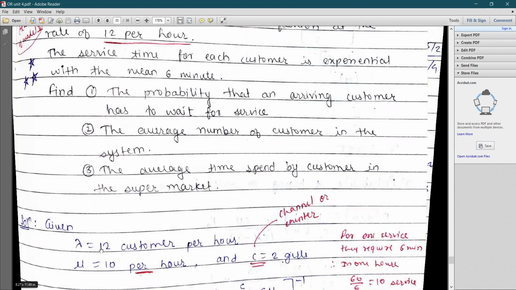तो पहले आपको लैम्बडा की वैल्यू कितनी है, 12 कस्टमर पर आवर्स. 1 आवर में कितने कस्टमर आ रहे हैं वहां पे 12, एंड म्यू इज इक्वल टू 10 पर आवर. तो 10 पर आपको दिया क्या है, सर्विस टाइम फॉर ईच कस्टमर विद मीन 6 मिनट. 6 मिनट है एक कस्टमर को, तो 1 आवर में कितने लोगों को सर्विस मिल सकती है, तो फॉर वन सर्विस रिक्वायर 6 मिनट. Therefore 1 आवर में कितनी, 60 डिवाइडेड बाय 6, 10 लोगों को सर्विस मिलेगी. Therefore mu means service rate is equal to 10 per hour, और lambda is equal to 12 per hour. इतने, एक आवर में 12 कस्टमर आते हैं और सर्विस 10 लोगों को मिलती है, और वहां चैनल कितने हैं, 2 है. Therefore c is 2.